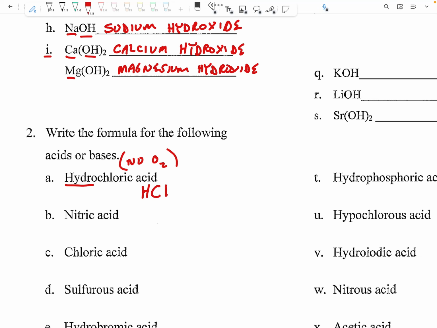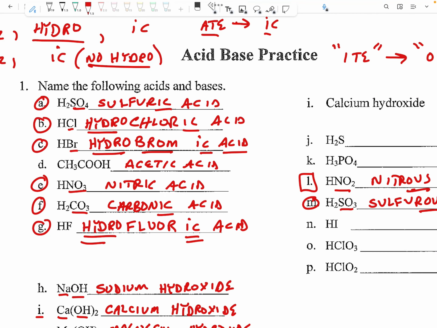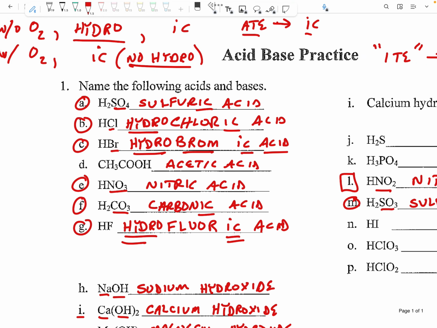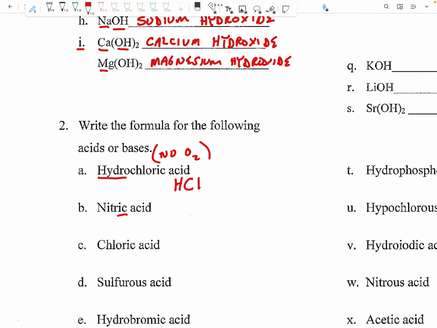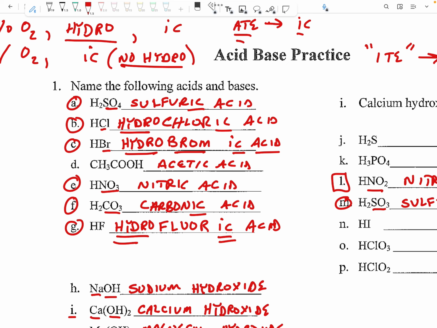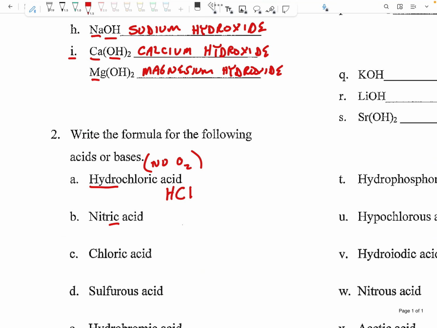Nitric acid. Nitric, that's nitrogen. Nitric, there's no hydro in front. This does have oxygen in it. So if you go back to the rule up there, you're kind of working in reverse here. So if it's IC in the name of the acid, that was ATE before, okay? So if you look at that, we're kind of going in the reverse. If it's IC, it will now become ATE. So nitric, we're going to start our acids with an H. Always do it with an H. And it's going to be nitrate, and that's NO3, HNO3.